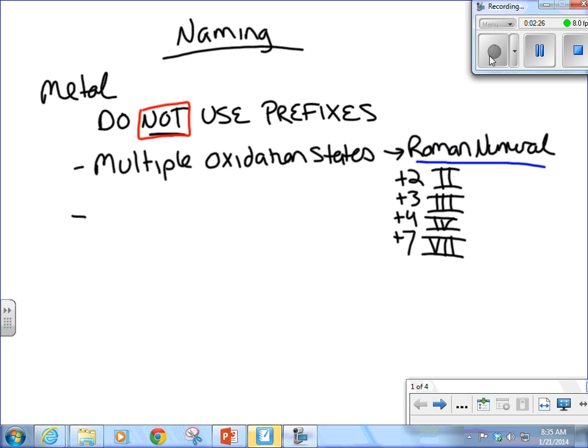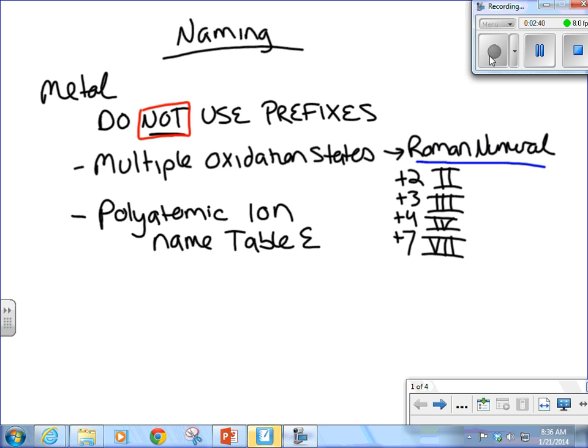Additionally, you need to look and see if you have a polyatomic ion. You should be good at recognizing those by now. If you have a polyatomic ion, the name of the ion is on table E. Take a look at table E and figure out what its name is. Remember that the charges, the superscripts, so if you have something like NO3 minus, this is the oxidation state, the minus. It means -1. You might have SO4 2 minus, and the oxidation state of sulfate is -2. Nitrate and sulfate are probably the most common ones that we use.